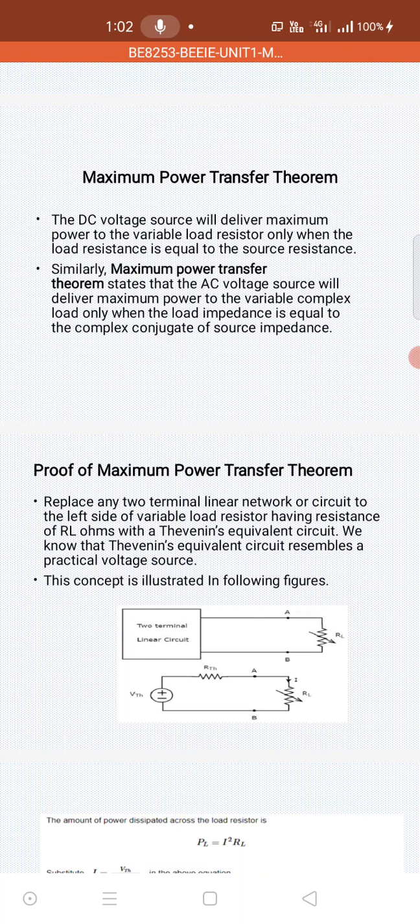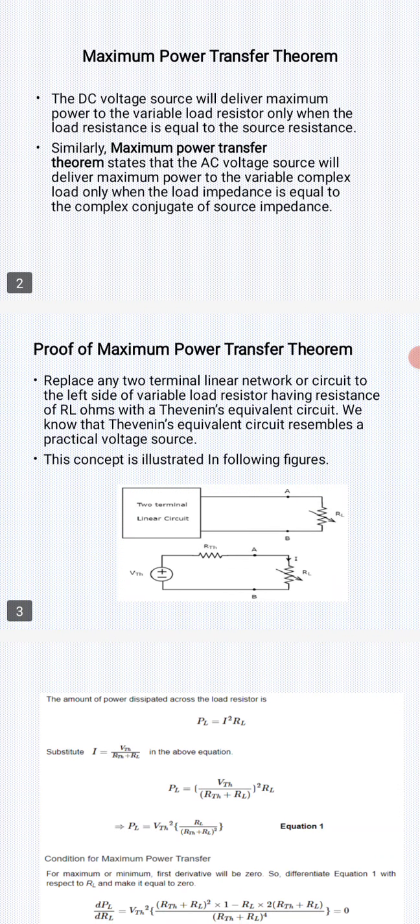So here is the proof of the maximum power transfer theorem. You can replace any two terminal linear network or circuit to the left side of the variable load resistor having resistance RL ohms with a Thevenin equivalent circuit. We know that the Thevenin equivalent circuit resembles a practical voltage source. This concept is illustrated in the following figure.